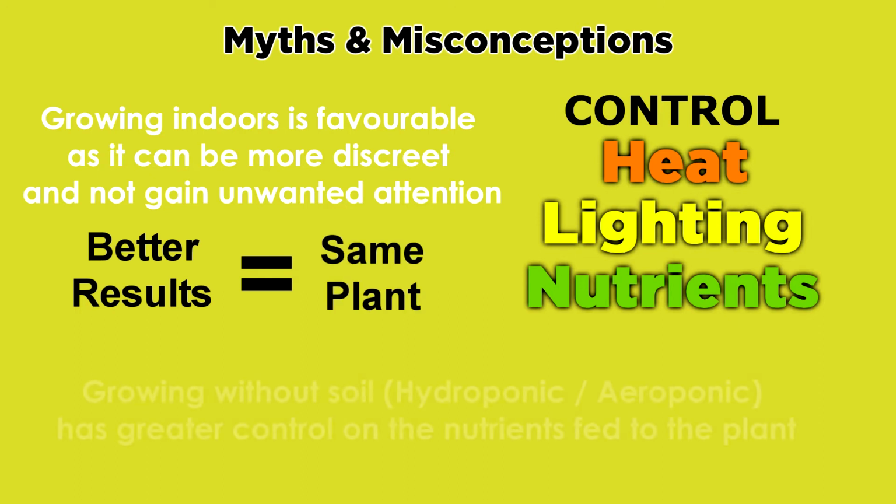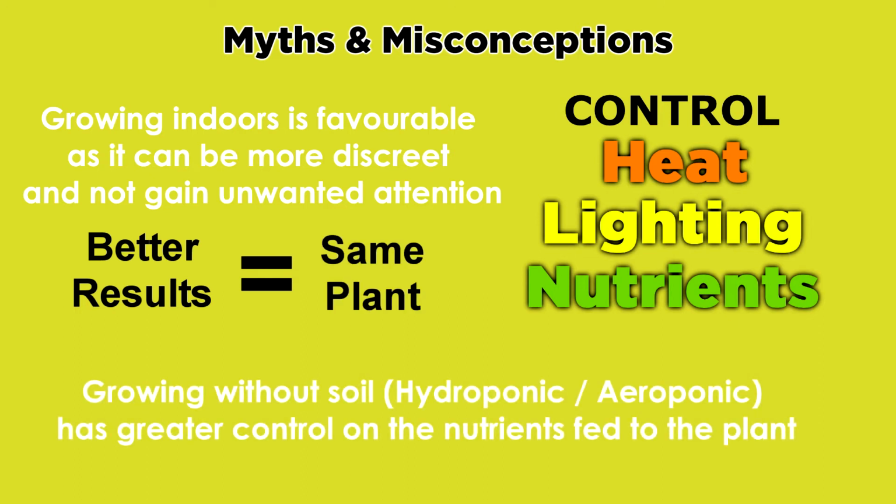It is also worth noting here that growing without soil is called hydroponic or aeroponic growing. This is where the roots are suspended in a water and nutrient mix, or sprayed with a water nutrient mist in the case of aeroponic. This has greater control on the nutrients fed to the plant, which again can have more desired outcomes for your plant.